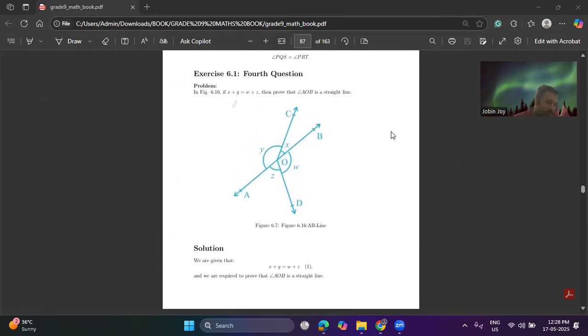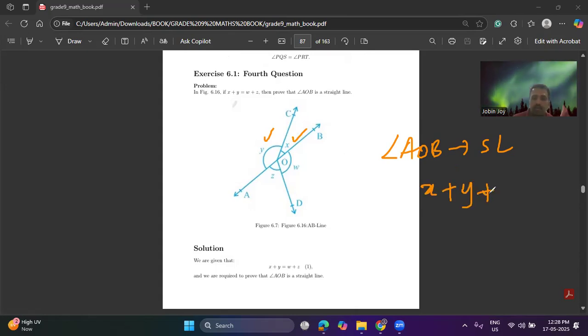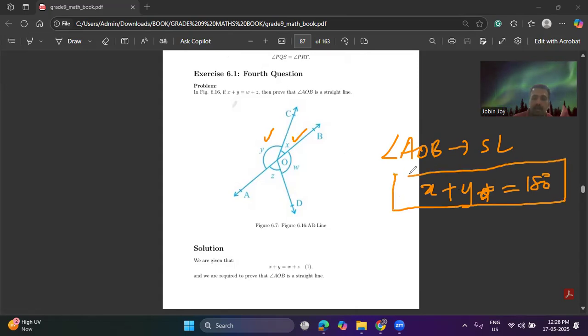Okay, next question. Question number 4. We have a straight line AB, and x plus y is equal to y plus z. Prove that AOB is a straight line. So our aim is to prove AOB is a straight line. AOB is a straight line means here we have two angles. You have to add these two. You will get 180 degrees. Then I can say AOB is a straight line, linear pair.